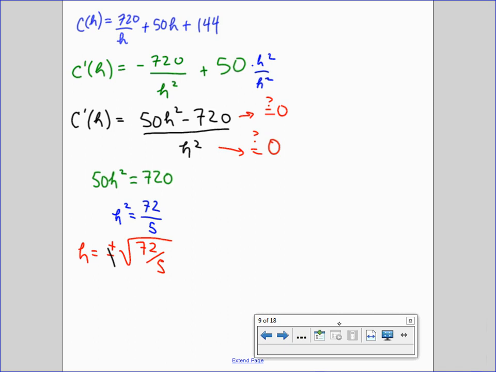I'm not going to try to reduce that radical at all, and just leave it like that. And we'll go ahead and perform our analysis. So we need a C prime number line.